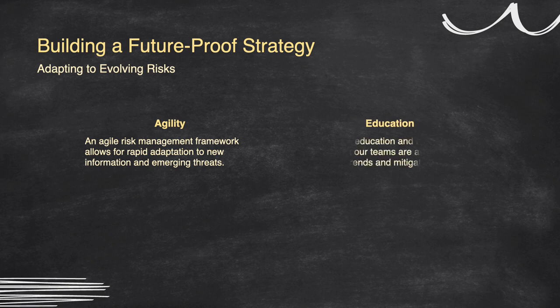Next, about the education. Friends, continuous education and training are essential to ensure that our team remains informed about the latest risk trends and mitigation techniques. By investing in ongoing learning opportunities, organizations can empower their employees to stay updated on emerging threats, regulatory changes, and best practices in risk management. This education fosters a culture of awareness and preparedness, equipping teams with the knowledge and skills needed to effectively identify, assess, and mitigate risk in their respective roles. Additionally, training programs can facilitate the dissemination of risk management best practices and promote a shared understanding of organizational risk objectives.